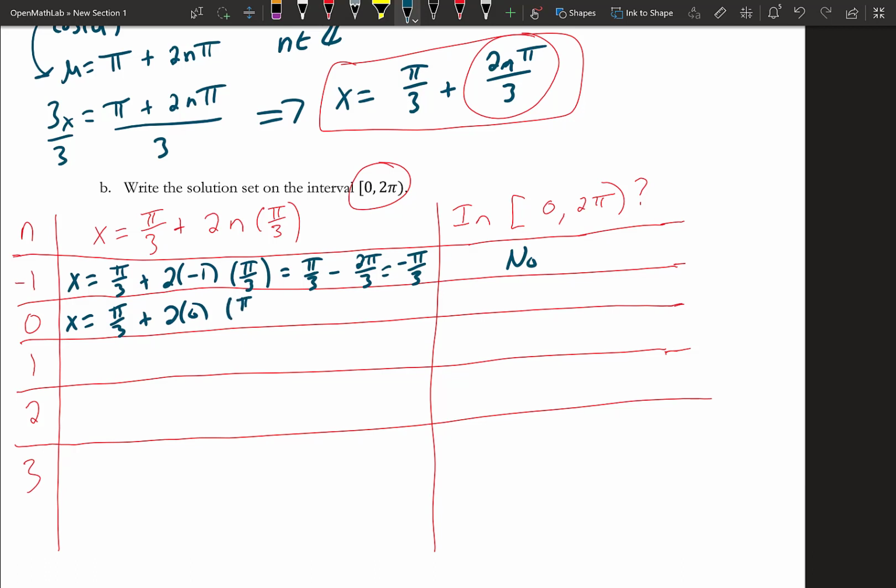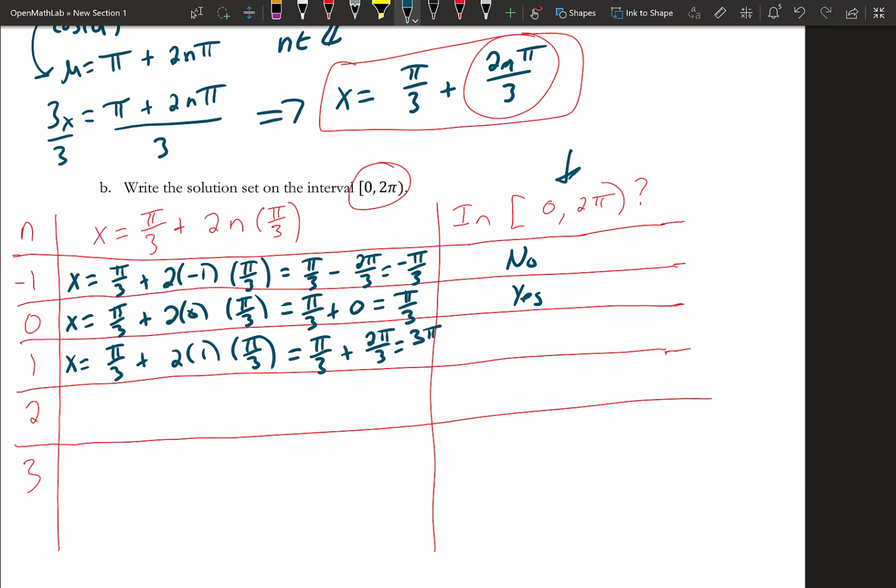Then if I plug 0 in, that would be pi over 3 plus 2 times 0 times pi over 3. This whole second term is just 0 because there's a factor of 0. So this just becomes pi over 3 plus 0, which is just pi over 3. This is in the interval we're looking for. If I plug 1 in, that would be pi over 3 plus 2 times 1 times pi over 3, which gives me pi over 3 plus 2 pi over 3, which is 3 pi over 3, which is just pi. So yes, that's also in that range.